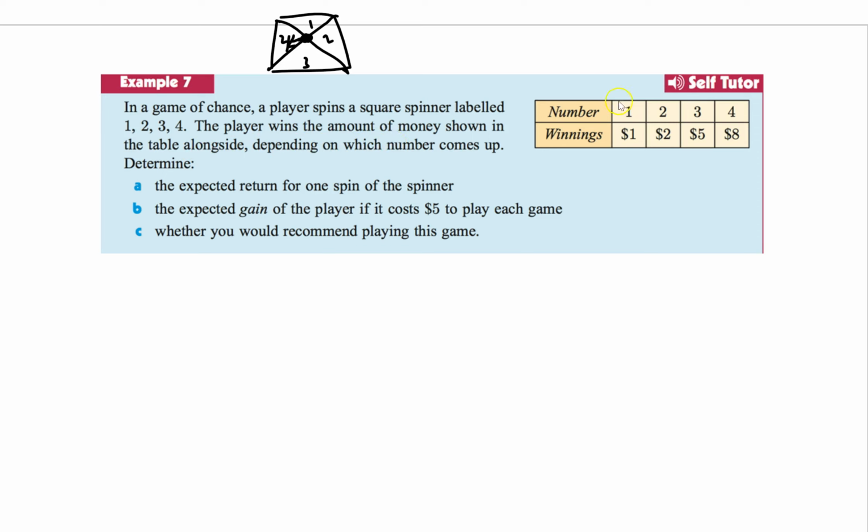It says if a 1 comes up, you get $1. If a 2 comes up, you get $2. If 3 comes up, you get $5. If 4 comes up, you get $8. What's the expected return of one spin of the spinner?